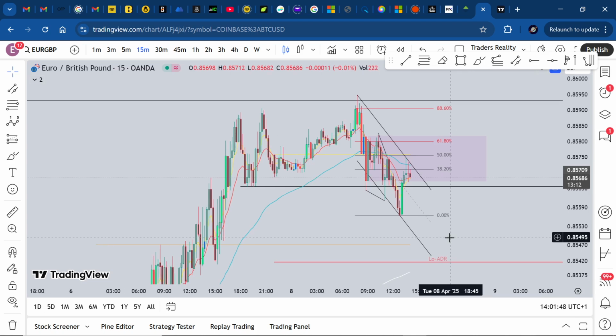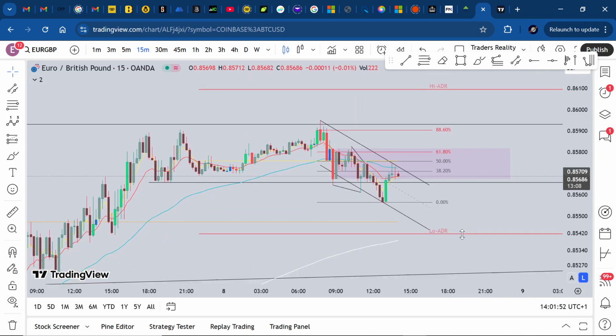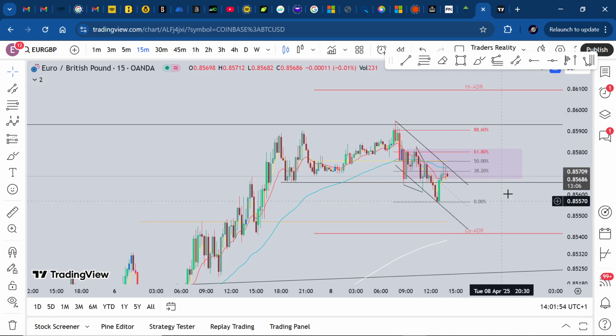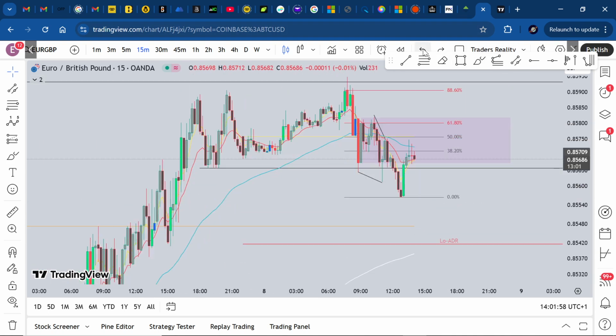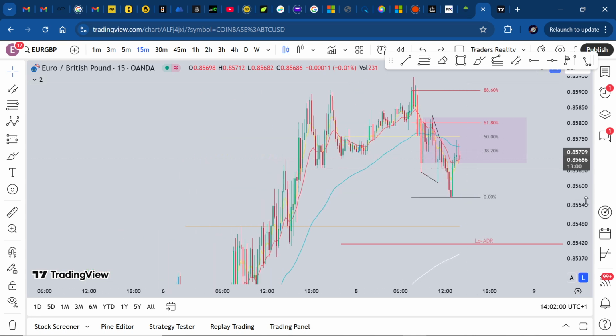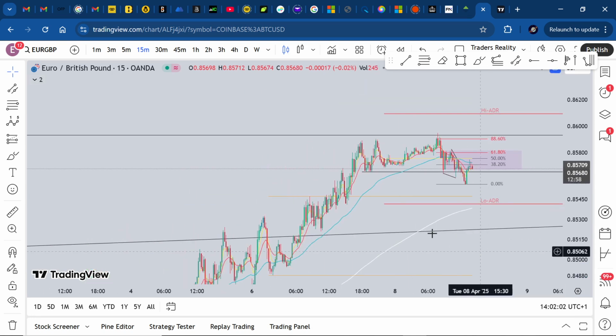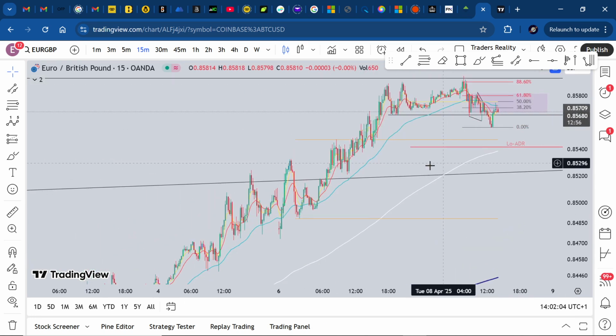Because in this setup here, it looks like we're doing a reversal. It looks like we're reversing and we're going to get lower prices here. So let me just remove that for now, as we don't know if we're going to get another spike up first.